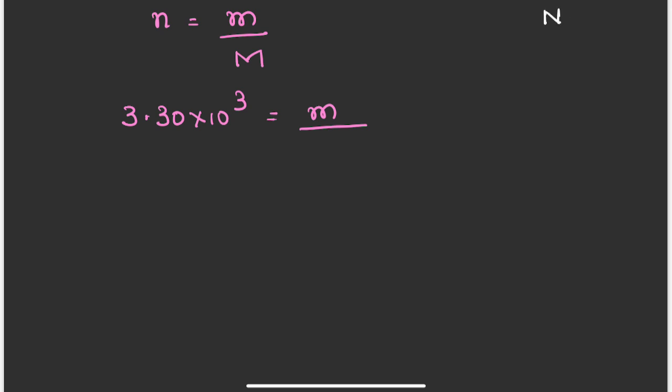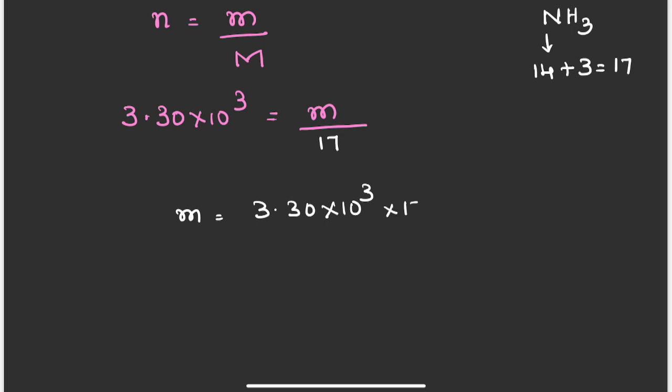So what is the molar mass of ammonia? For NH3, nitrogen is 14, plus hydrogen: 1 hydrogen is 1, so 3 hydrogen means 3. So 14 plus 3 will be 17. Now the mass will be equal to 3.30 into 10 to the power of 3 into 17. Multiplying this, you will get the answer as 56.1 into 10 to the power of 3 grams of ammonia formed.